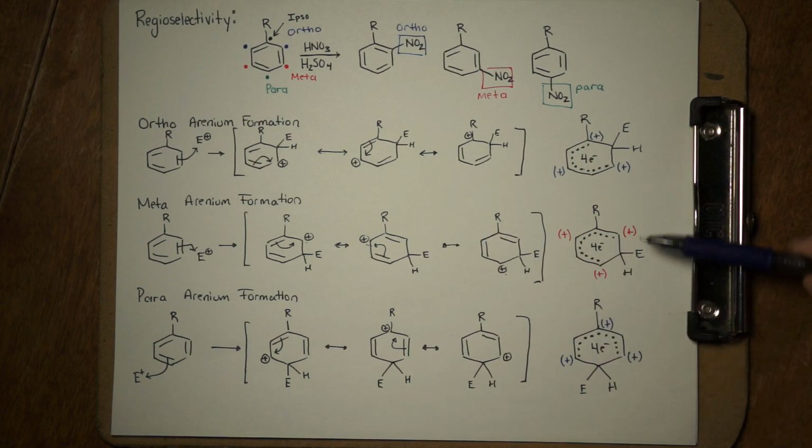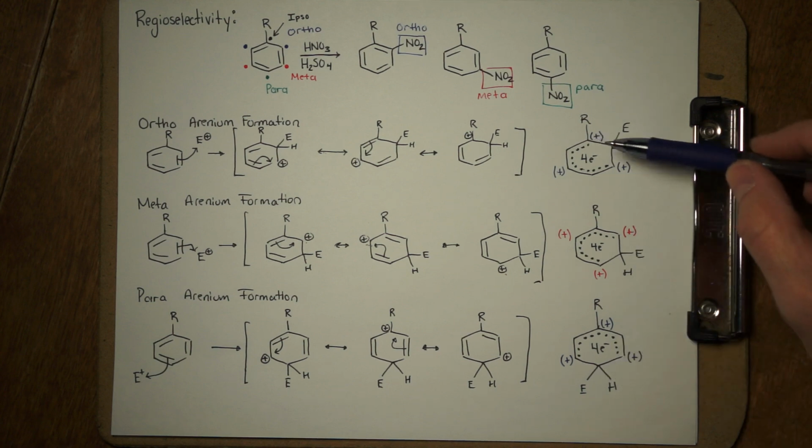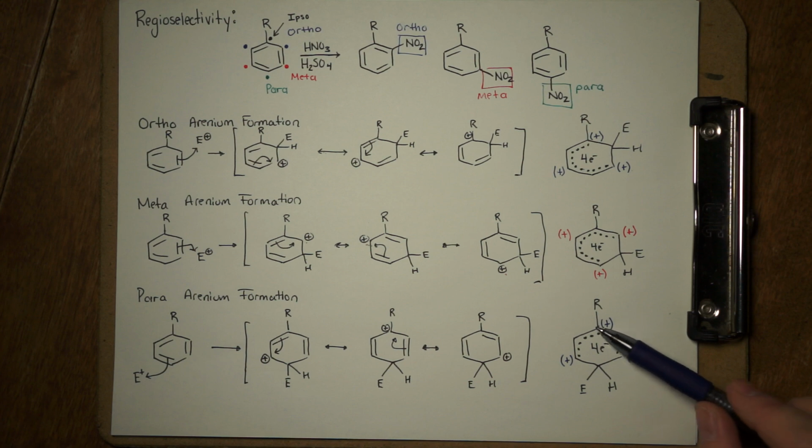All right, and so if you look at these 3 average resonance structures that represent the 3 different substitution pathways, hopefully you'll notice that because in the ortho and para substitution pathways there's a positive charge on the ipso carbon, those are going to be the pathways that are most affected by a substituent, whether that substituent is electron donating or electron withdrawing. Any substituent on the carbon that has a positive charge is going to have a significant influence over the stability of those arenium ions.